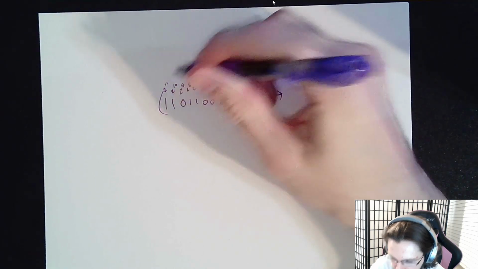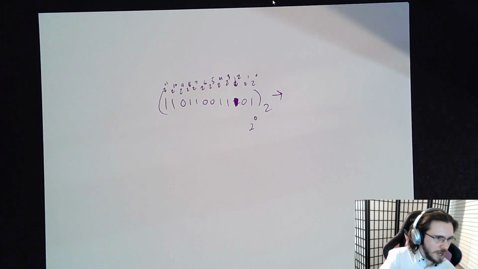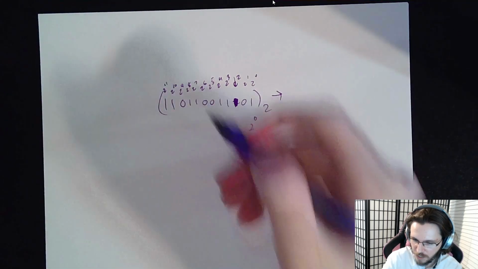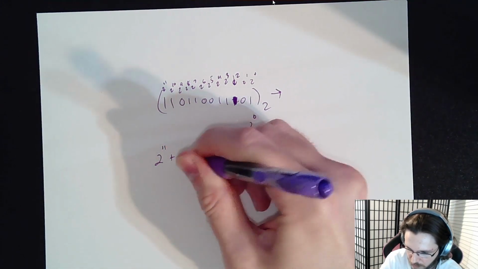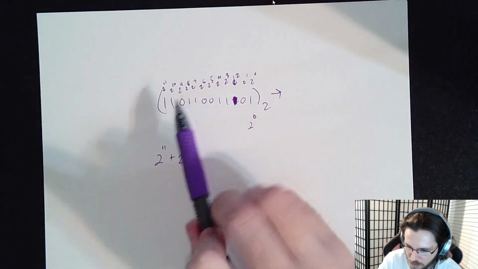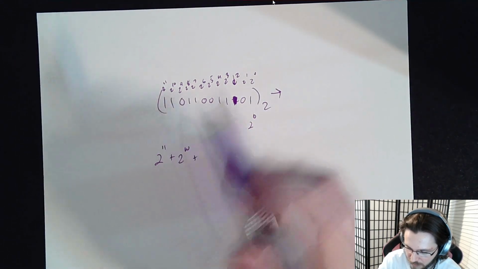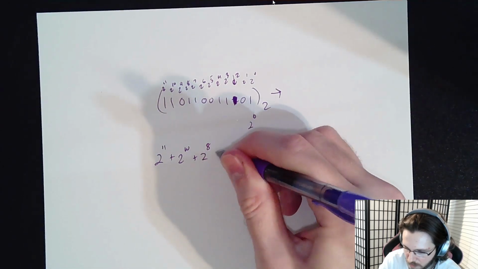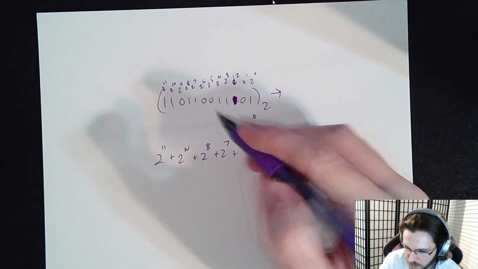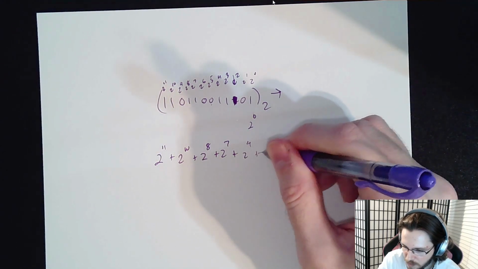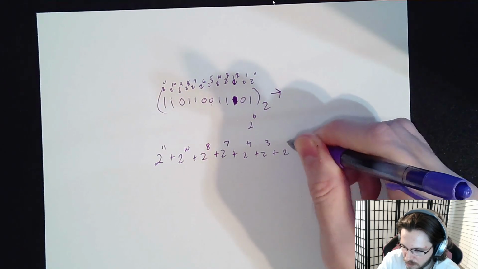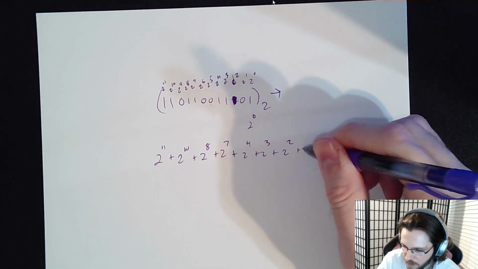If it's a 1, it shows up, it's an on position, kind of like we were talking about with those computers. If it's a 1, it's on. If it's a 0, it's off. So the 2 to the 11th is on. So it's 2 to the 11th plus 2 to the 10th plus 2 to the 9th is skipped because it's off. 2 to the 8th plus 2 to the 7th plus 2 to the 6th is off. 2 to the 5th is off. 2 to the 4th plus 2 to the 3rd plus 2 to the 2nd. 2 to the 1st is off, plus 2 to the 0.